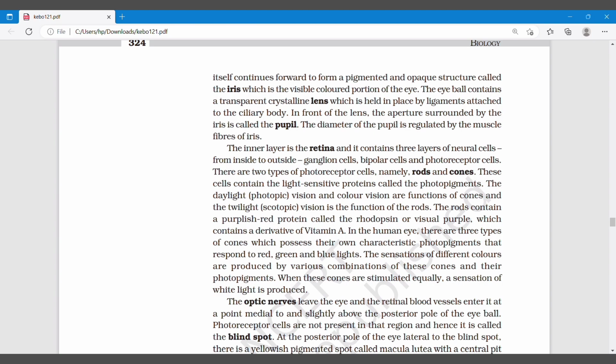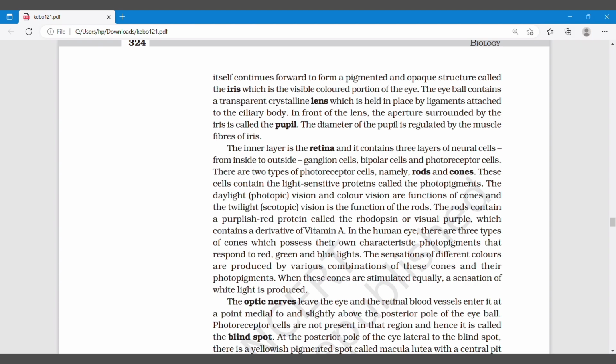The inner layer is the retina and it contains three layers of neural cells. From inside to outside: ganglion cells, bipolar cells, and the photoreceptor cells. There are two types of photoreceptor cells, namely rods and cones. These cells contain the light-sensitive proteins called photopigments. The daylight, that is photopic vision, and the color vision are the function of cones, and the twilight, that is scotopic, vision is the function of rods.